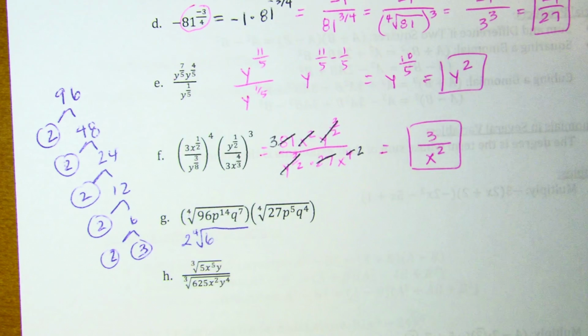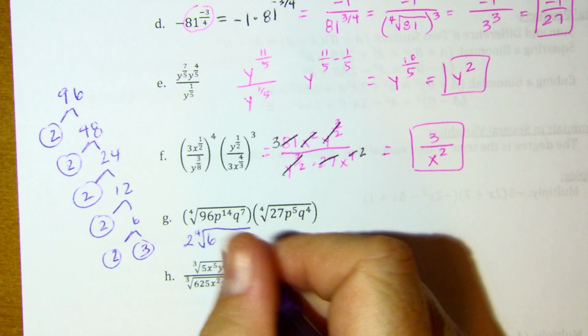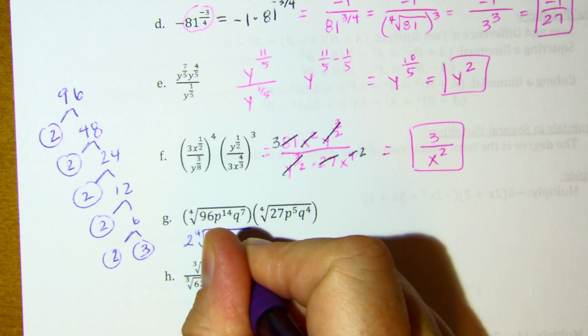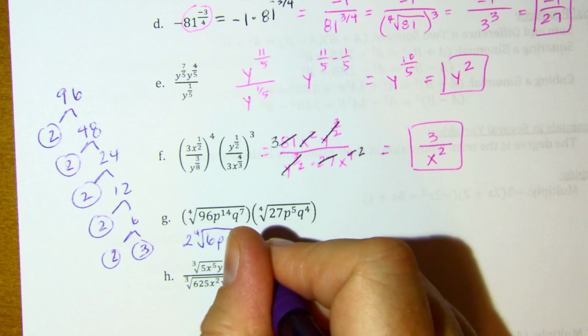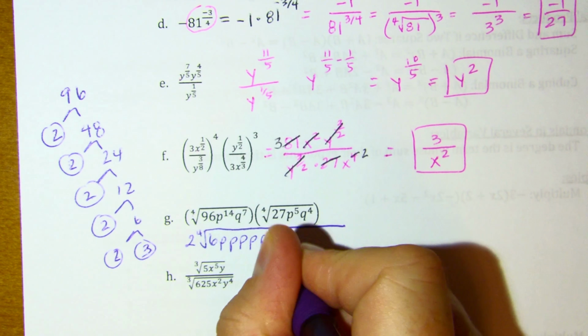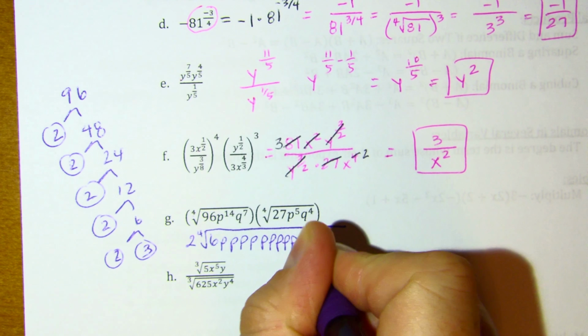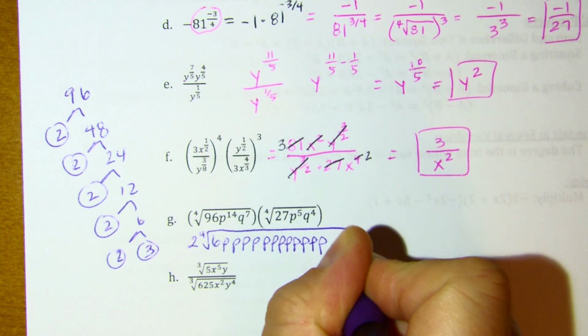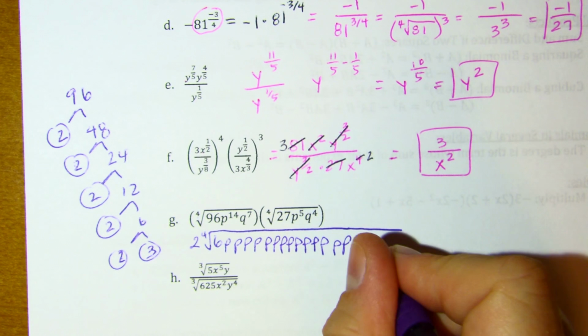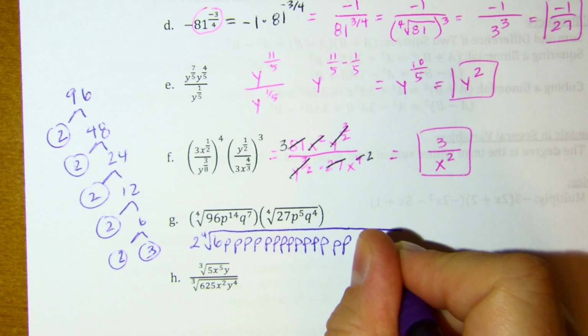And then I have 14 p's and 7 q's. So I'm actually going to write all of those out. It might seem silly, but you'll understand why in just a minute. p, p, p, p, p, p, p, p, p, p, p, p, p, p, and then 7 q's.